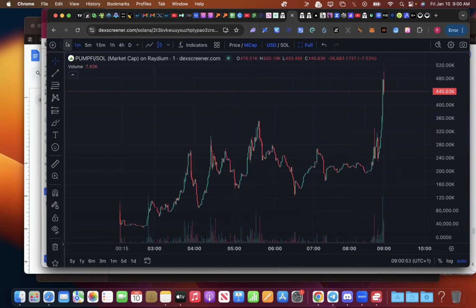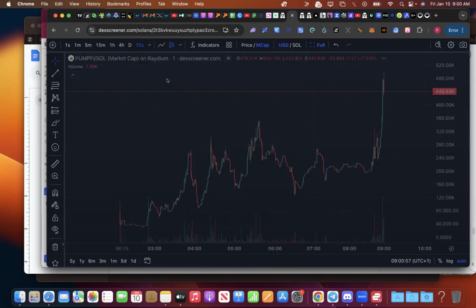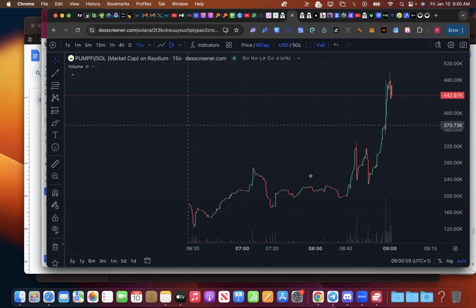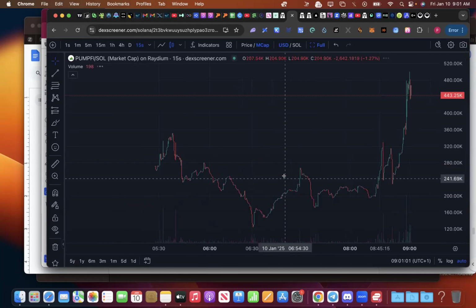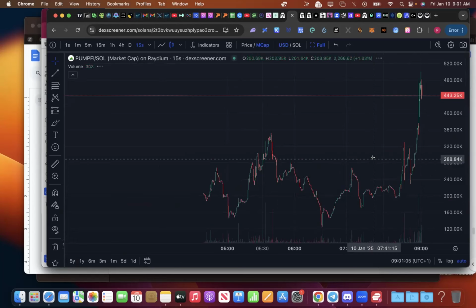When I go into seconds, like 15 seconds or 1 second, that time has actually passed anyway. But you are looking at what I say: when trading meme coins, I trade in stages, stage 1, stage 2, and stage 3.